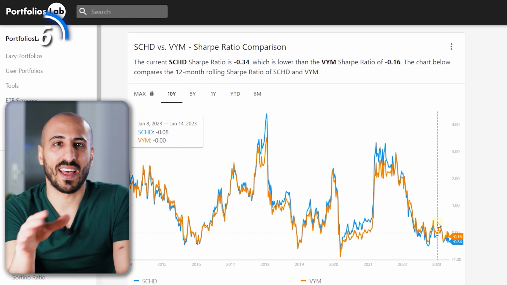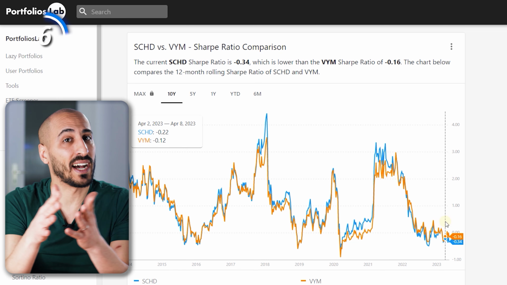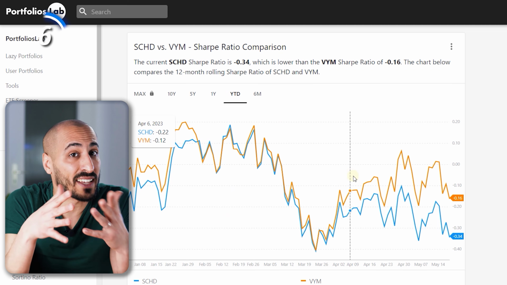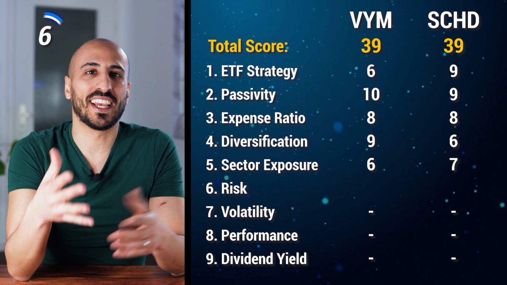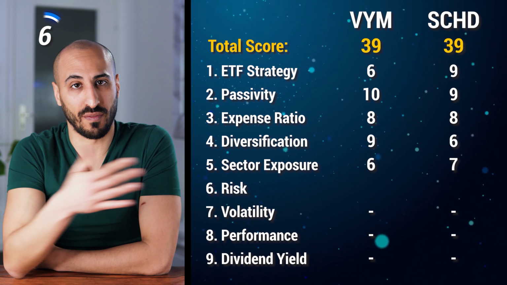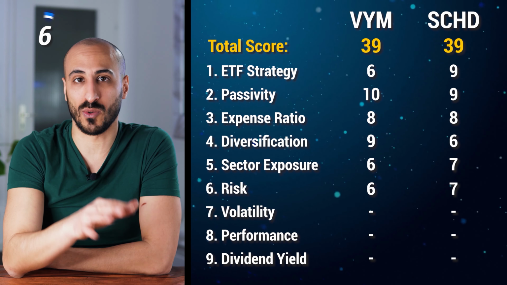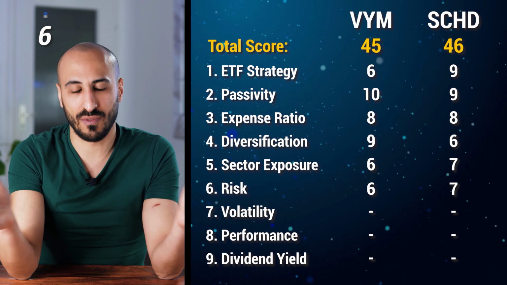But you can already see that in the last 1 or 2 years, which were really volatile years, VYM had a higher ratio. To see it better, let's select year to date, and you can see that VYM does have in fact a higher ratio. Now, considering that in general, SCHD has shown a higher performance to risk ratio than VYM, I'm gonna give here 6 points to VYM and 7 points to SCHD. That results in 45 total points for VYM and 46 for SCHD.